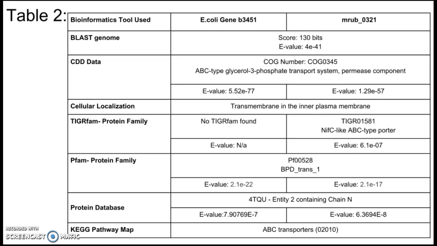The cellular localization, just as the previous one, shown by TMHMM, SignalP, LipoP, PSORTb, and Phobius, are all similar, showing that they have the same localization in the plasma membrane. The protein database in this one actually does show that they are the same, and the KEGG map, again, is the same, that they are found on the ABC transporter page. The only piece of evidence that differs between these two genes was the TIGRFAM database, which did not give the same hits as B3451; it did not yield any hits. This provides an inconclusive data set, which does not exclude that they are orthologous. In fact, overall we can conclude that B3451 and mRub0321 are orthologous with respect to the rest of the supporting data that we have found.